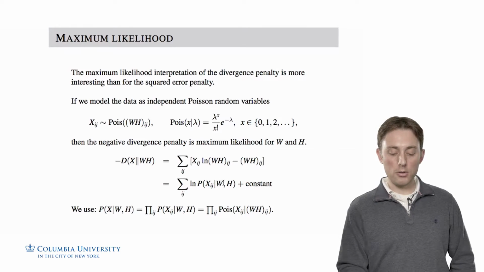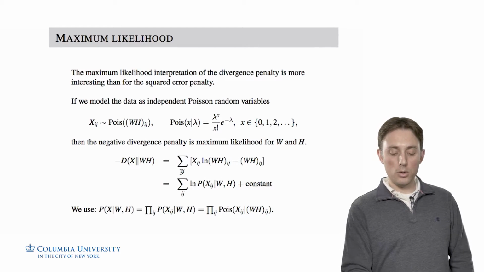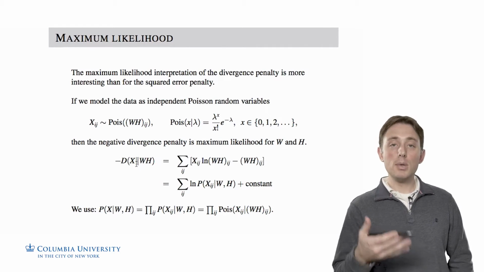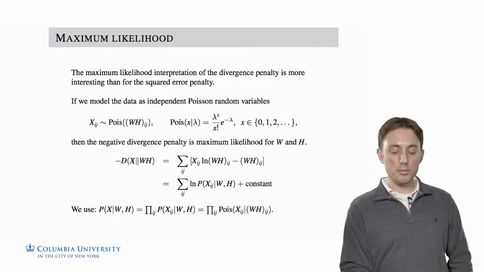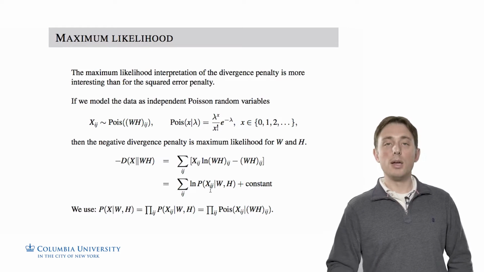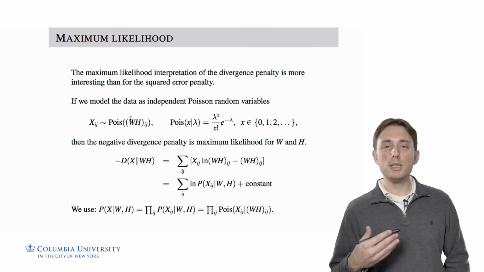We want to maximize over W and H. And then if we add some constant to it, we can show that that is equal to this term here, which is equal to the negative of the divergence penalty that we're trying to minimize. So we want to minimize the divergence penalty. That's equivalent to maximizing the negative of the divergence, which equals this term, which is equivalent to maximizing the likelihood of this Poisson model. So this makes a bit more sense.